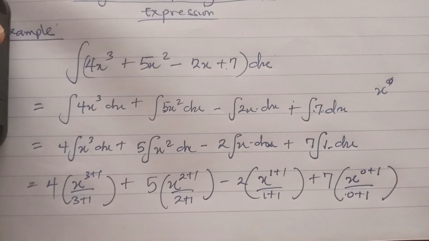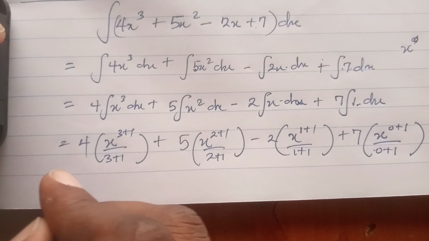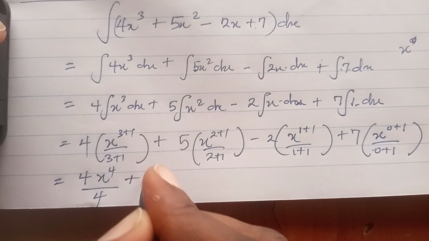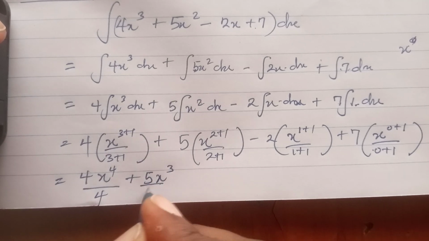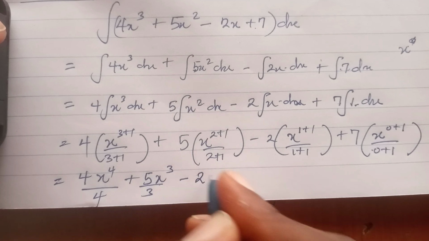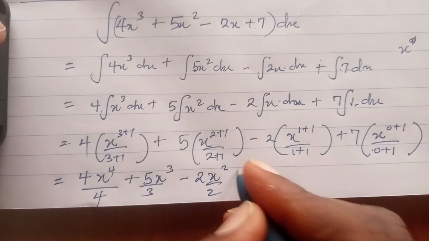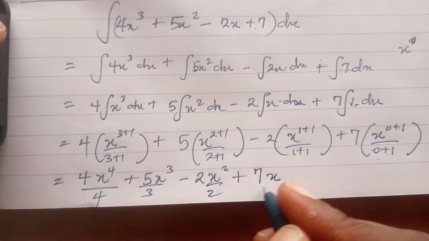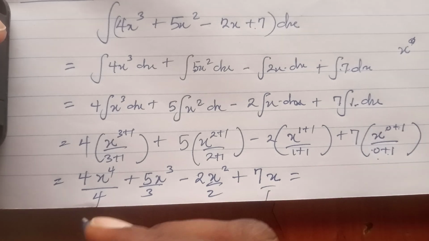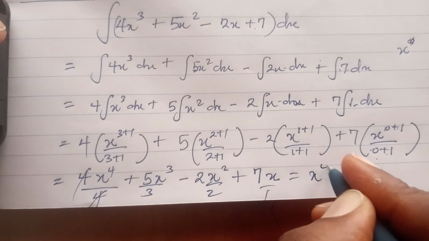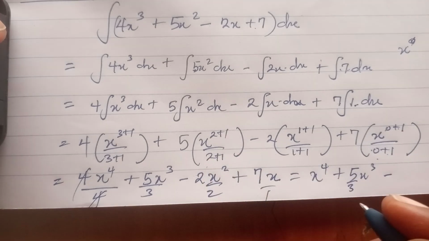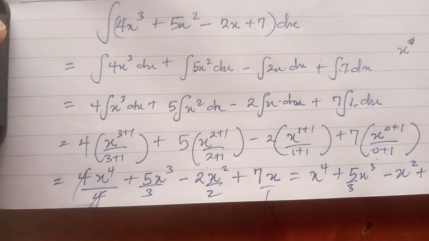All right, so now let's continue. At the end of the day, this is equal to 4 into x raised to power 4 over 4, plus 5 into x raised to power 3 over 3, minus 2 into x raised to power 2 over 2, plus 7 into x raised to power 1 over 1. Now you can simplify it like this. This 4 will cancel out this 4, so this will be x raised to power 4, plus, we'll leave this one, 5 over 3 x cubed, then minus 2 will cancel 2 here, so this will be x squared, then plus 7x. That is the integration of that.